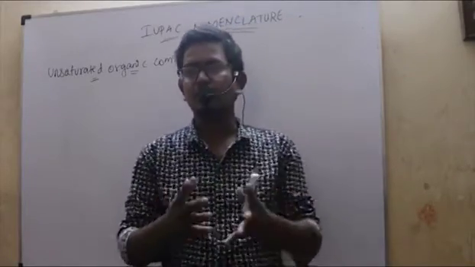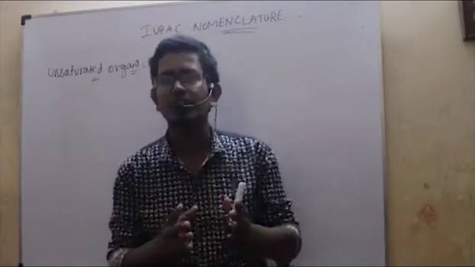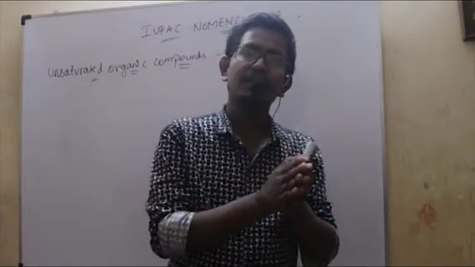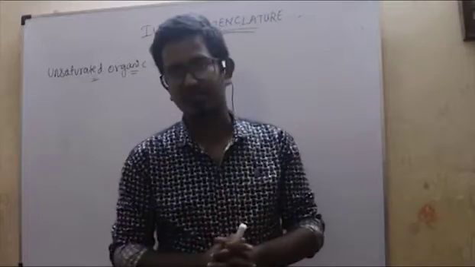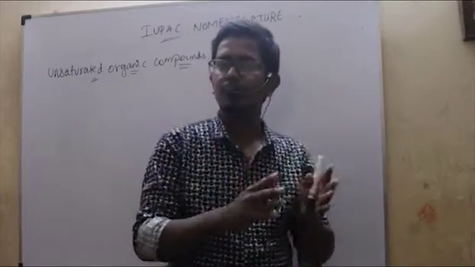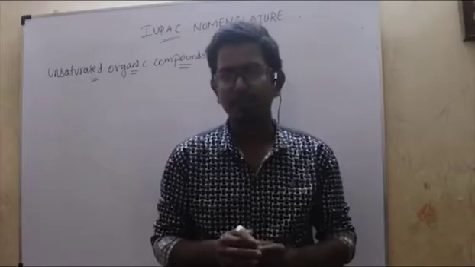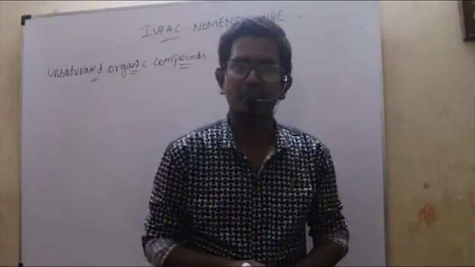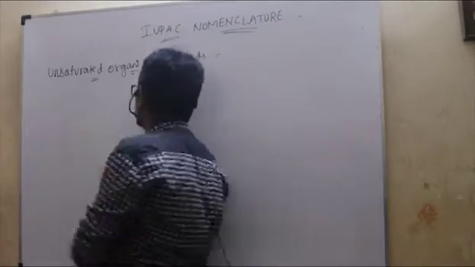What are unsaturated organic compounds? Unsaturated organic compounds are those compounds in which double bonds and triple bonds are present between the carbons. If a double bond or triple bond is present between adjacent carbons, then the compound will be known as an unsaturated organic compound. For example, I am taking an example here.